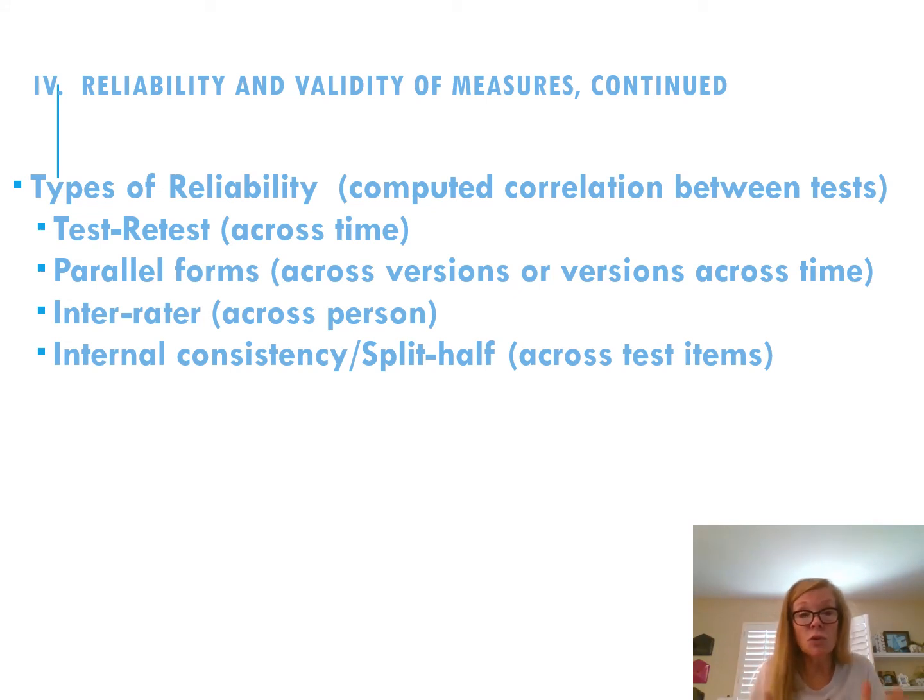But those two scores should be highly correlated if they are reliable. And then last is something called internal consistency, or split half. This is a type of reliability that examines reliability across items on a test. So for split half, I could correlate scores on odd items with scores on even items, or I could correlate scores on the first half of the test, say items 1 to 20, with the second half of the test, say items 21 to 40.